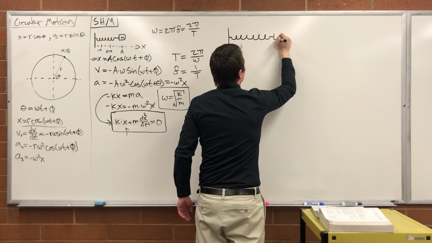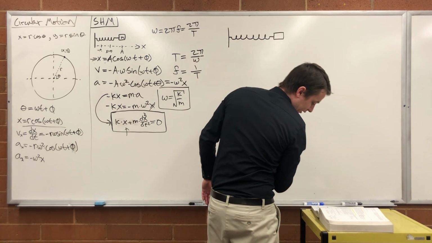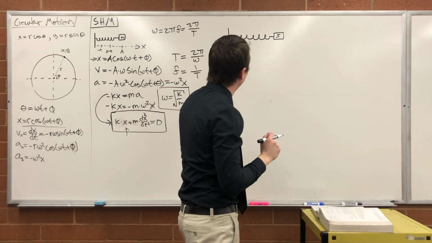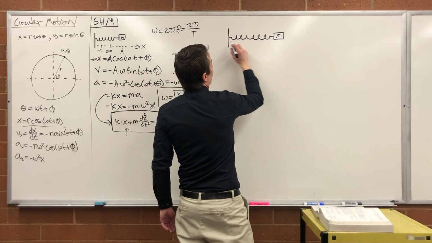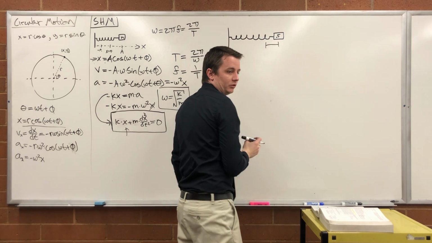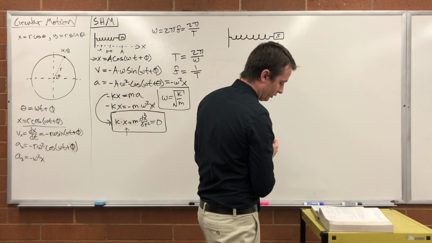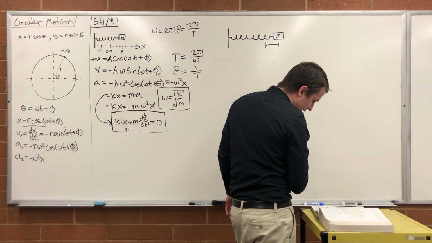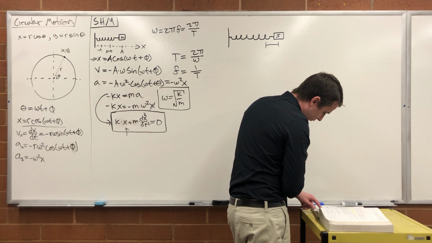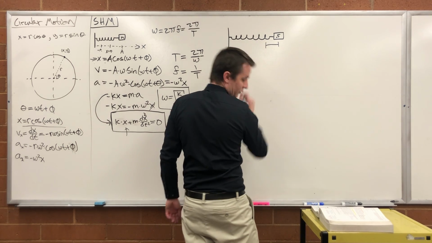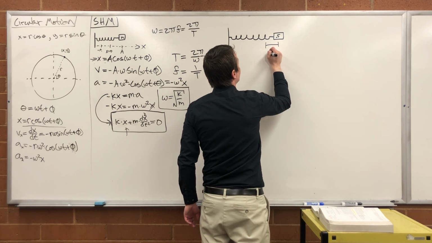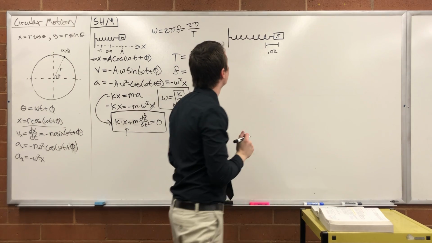And we're going to attach some mass at the end of it. This mass at the end of it is 0.5 kilograms. We're going to take that mass and stretch it from its equilibrium position. Its equilibrium position means the position where it's not stretched. And we stretch it from its equilibrium position by 2 centimeters. So this is 0.02 meters.